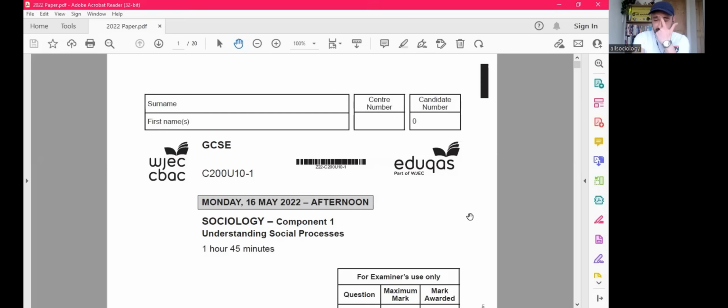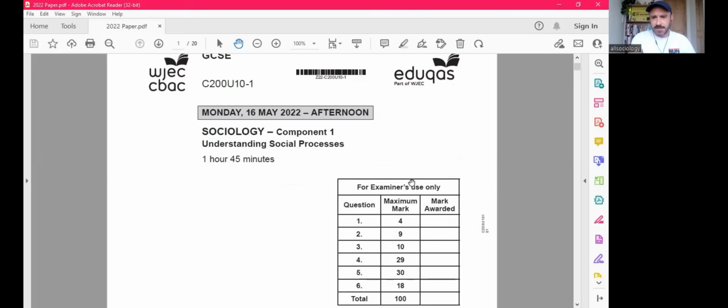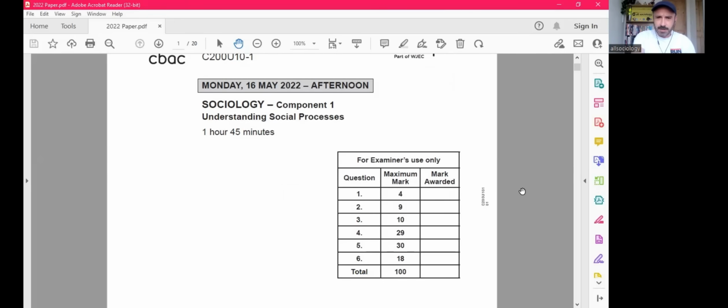Now, when you get into your exam, you'll have to fill in your details at the top there, so your first name and your second name, your centre number, your school will tell you what that is, and your college, and then also your candidate number. Again, that will be completely specific to you. Just a bit of an overview of what's on the front of the paper.